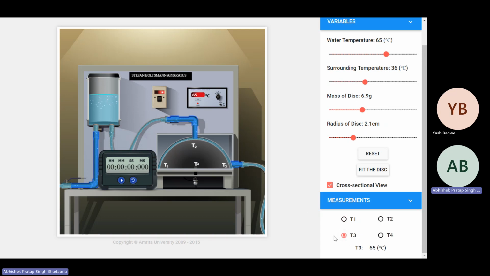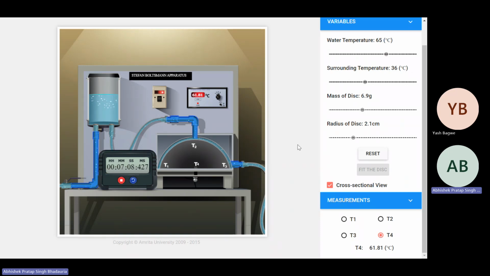Now I will select this T4. This is T4, the temperature of the black body, equal to the surrounding temperature. I will click on fit the disk. You just see the change in temperature. Record the temperature values and the different values of time. Now the time at which the temperature stops changing is 5 minutes 15 seconds.